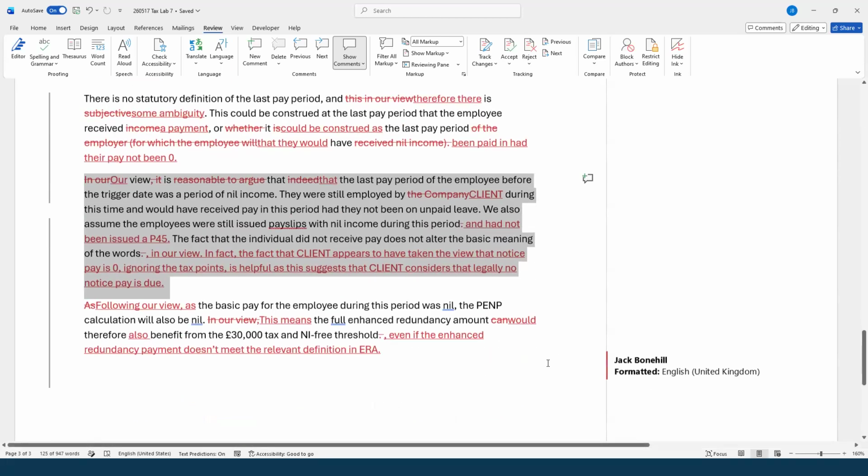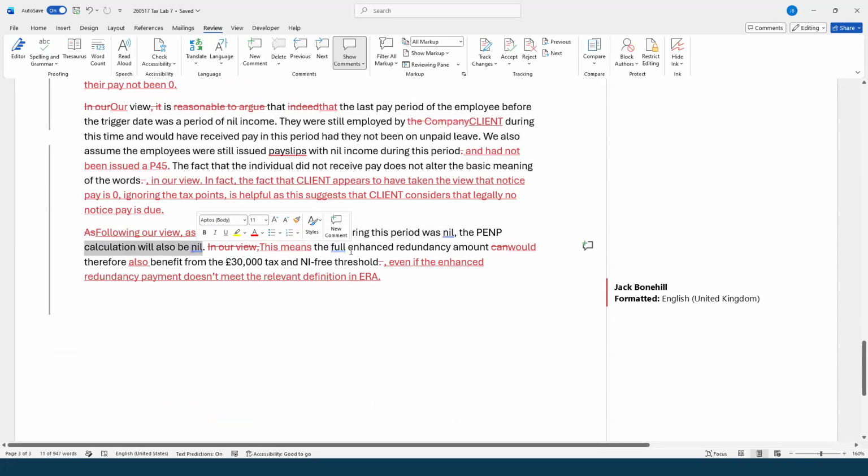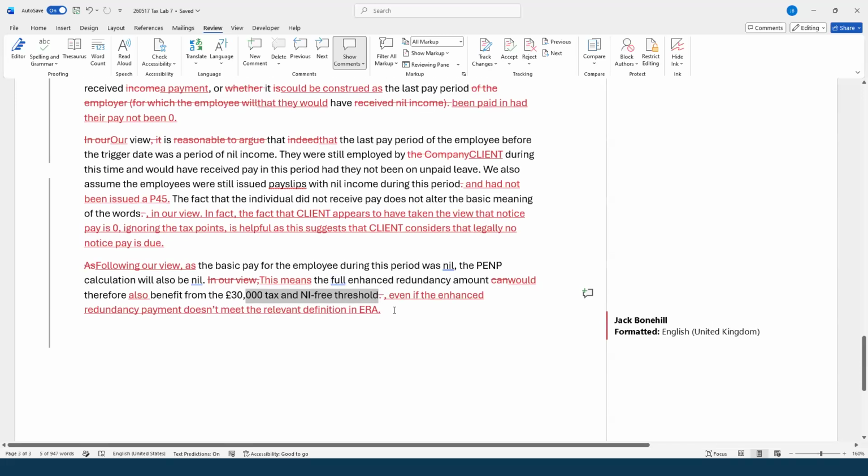It gives them the chance to understand what they need to understand and know whether or not to agree with the conclusion. Following our view, as the basic pay for the employee during this period was nil, the PEMP calculation will also be nil. This means the full enhanced redundancy amount would therefore also benefit from the £30,000 tax-free threshold, even if the enhanced redundancy payment doesn't meet the definition. Okay, so essentially what that's saying is that it doesn't really matter what reasoning we apply here, we still think the answer is that it benefits from the 30k threshold. It's explained how the advisors come to that conclusion and where the subjectivity sits.